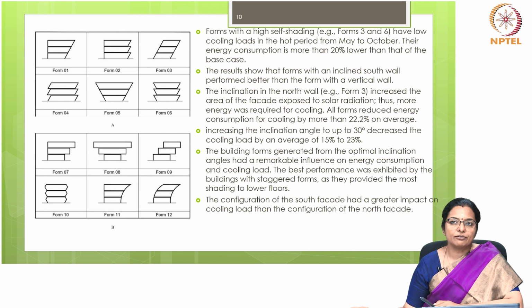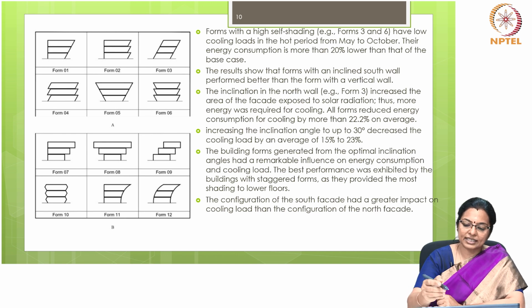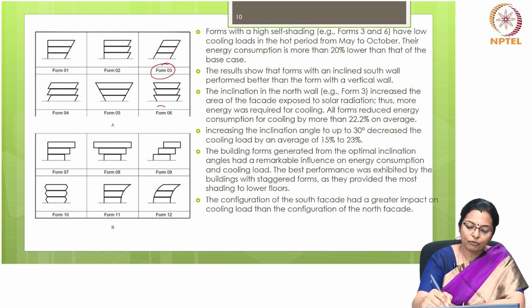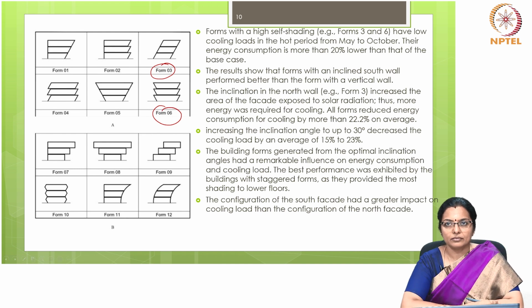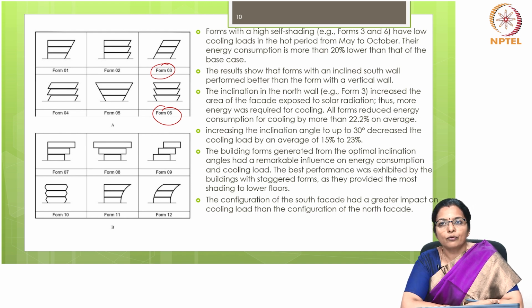Forms with a high self-shading, that is forms 3 and 6, both had high self-shading and low cooling loads in the hot period from May to October. Their energy consumption is more than 20% lower than that of the base case. The study results showed that forms with an inclined south wall performed better than forms with a vertical wall for a hot, humid climate.